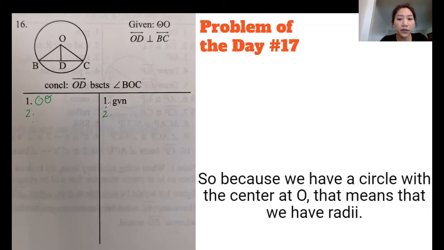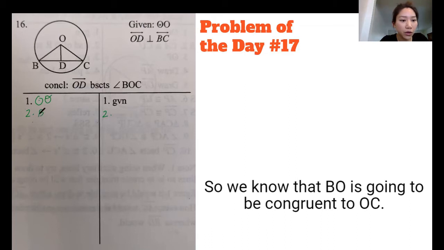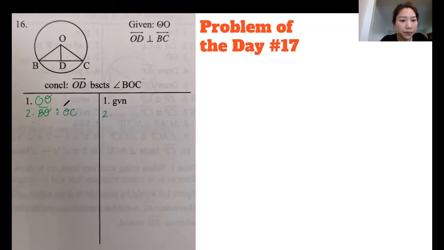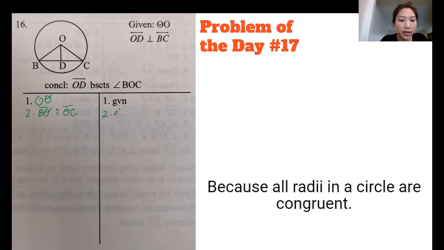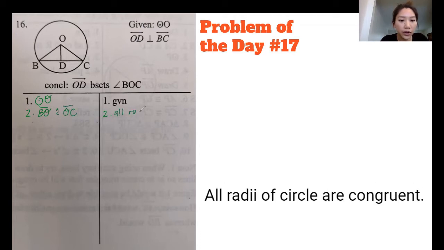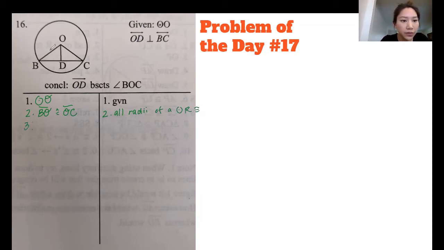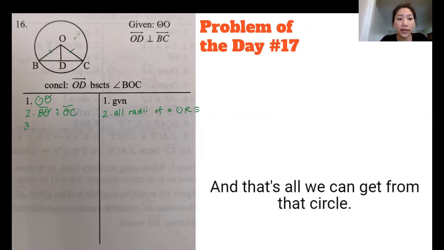Okay, so because we have a circle with the center at O, that means that we have radii, right? So we know that BO is going to be congruent to OC, because all radii of a circle are congruent. Number three, so we're going to mark that. And that's all we can get from that circle.